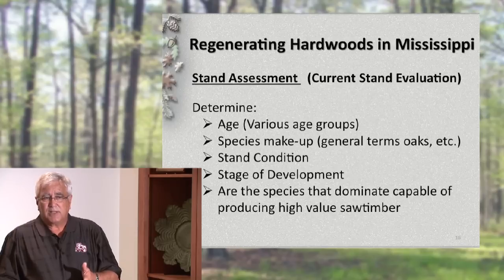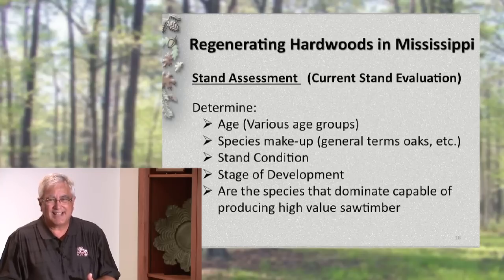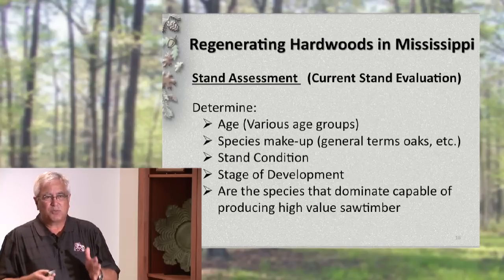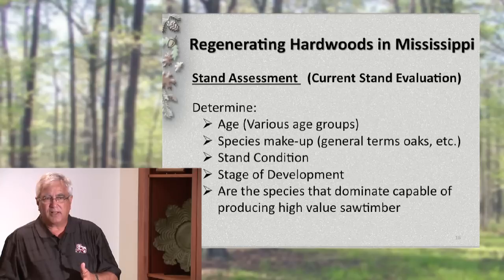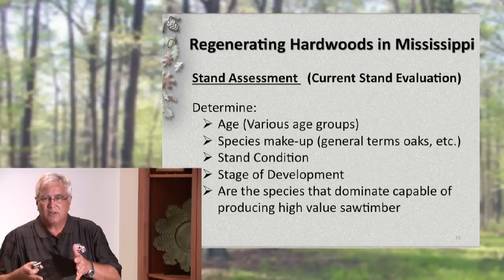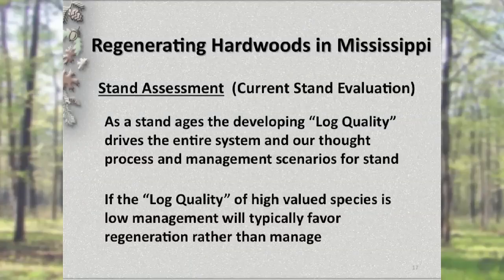Stand condition has to be looked at. Have we degraded that stand? Do we need to rehabilitate that particular stand? As well as understanding what stage of development. Are we in the seedling, the sapling, or the pole stage of the stand development? And are the species that dominate the stand capable of producing high valuable saw timber down the road? So as the stand ages, we're trying to develop the highest log quality that we can get.